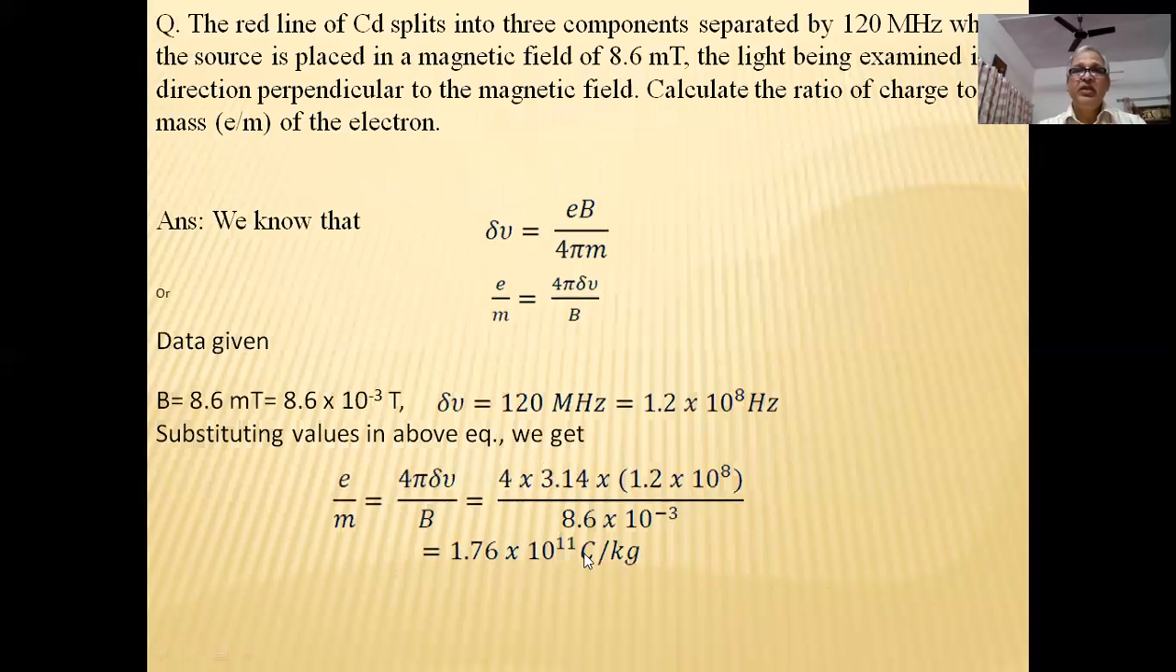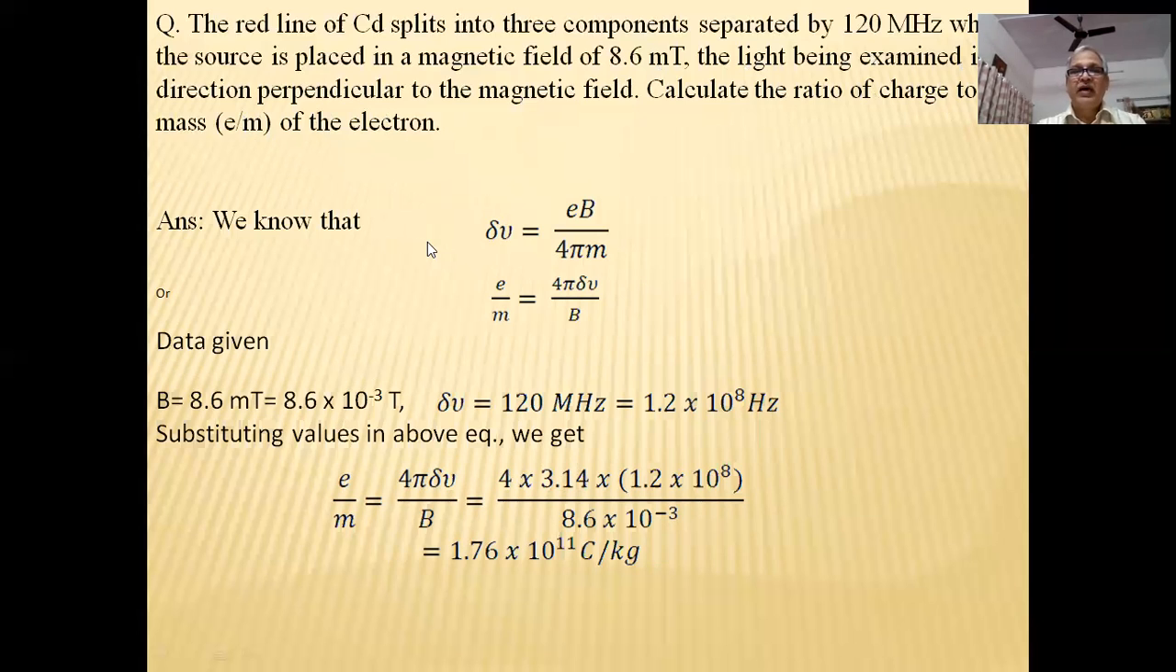Another problem, here we calculate the charge to mass ratio of the electron. The red line of cadmium is split into 3 components separated by 120 megahertz when the source is placed in a magnetic field of 8.6 millitesla. The light is being examined in a direction perpendicular to the magnetic field. Calculate the ratio of charge to mass e by m of the electron.